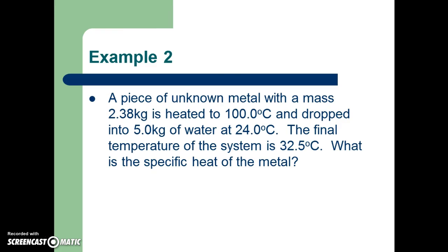All right. Okay, example 2. A piece of unknown metal has a mass of 2.38 kilograms, this is our mass. It's heated to 100 degrees Celsius, which is our initial temperature, and dropped into 5.00 kilograms of water at 24 degrees Celsius. That's just telling us the temperature of the water. The final temperature of the system is given as well. We're looking for the specific heat of this metal.